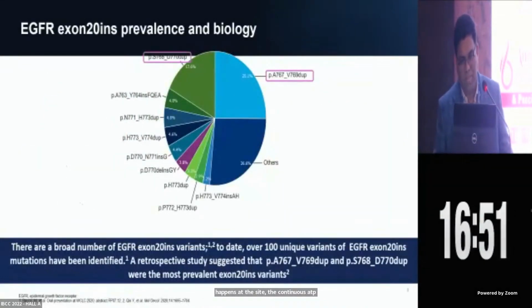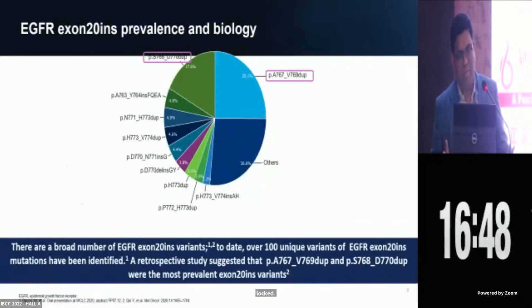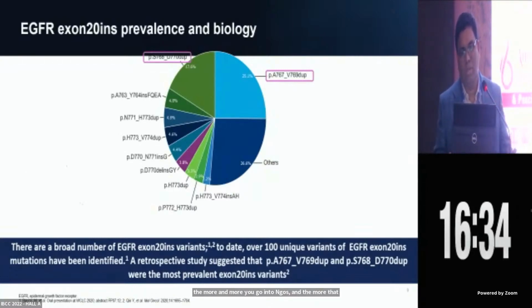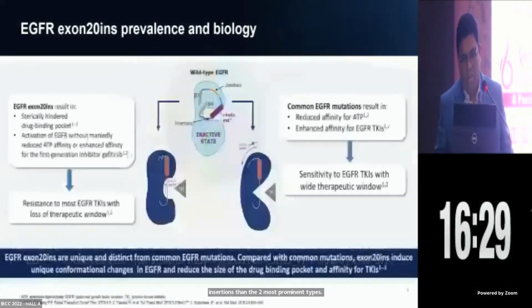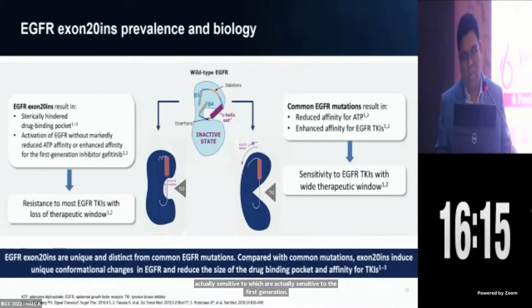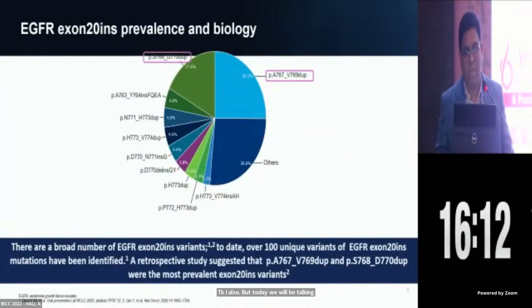Now, there are multiple types of exon 20 insertions. This is an ever-increasing list. The more you go into NGS and the more depth you look for, the more insertions you keep finding. The two most common types are highlighted. We also need to understand that some types of exon 20 insertions are actually sensitive to the first generation TKI also. But today we will be talking specifically about the commonest types, which are not very sensitive to the routine TKIs.